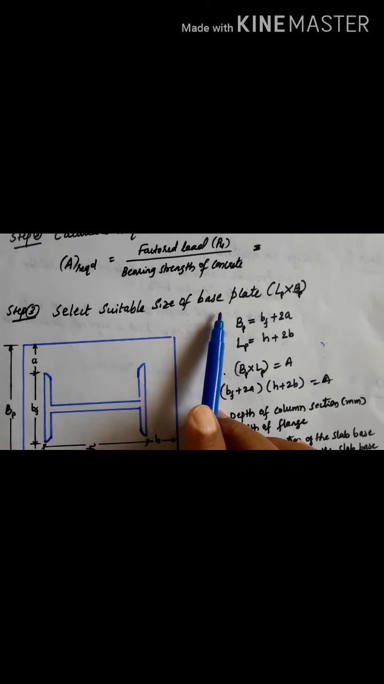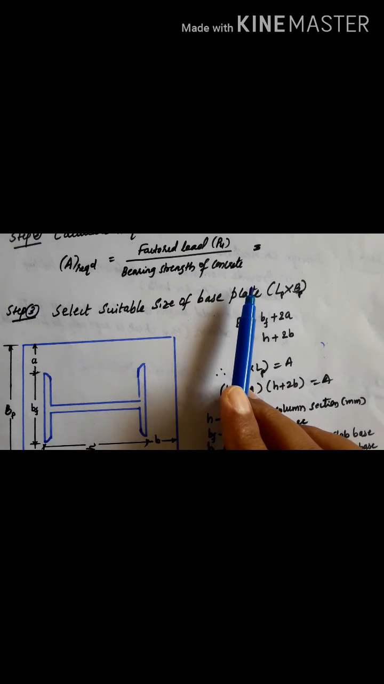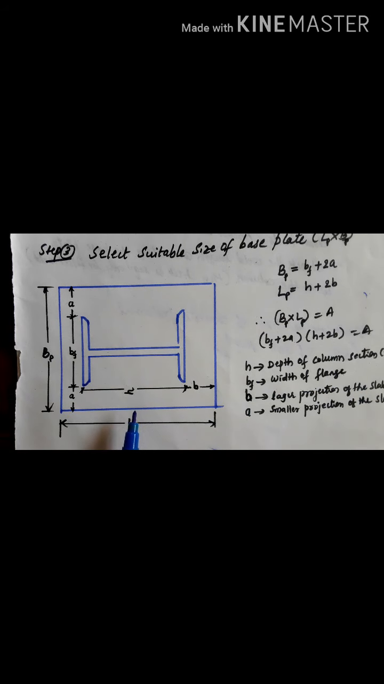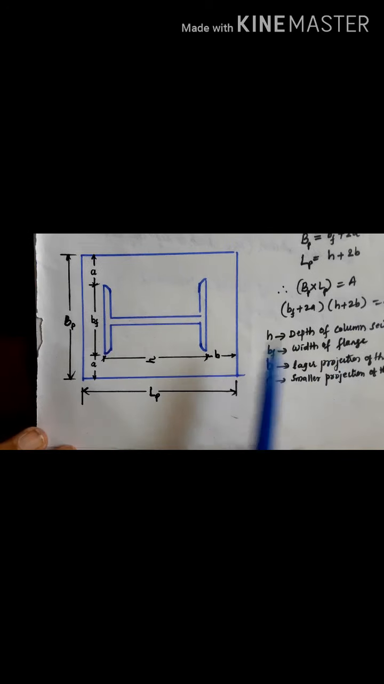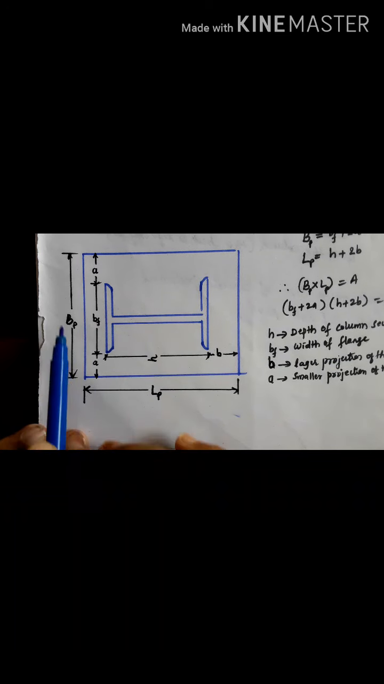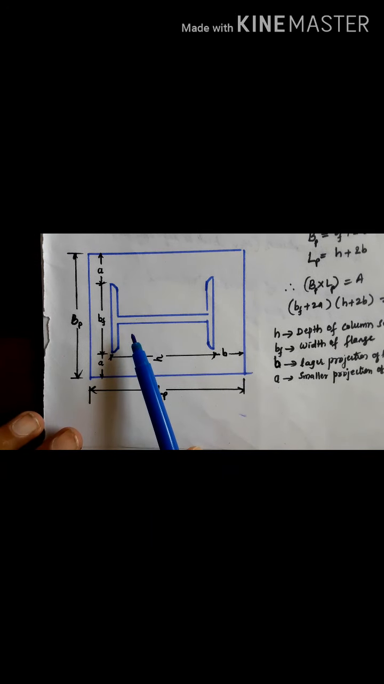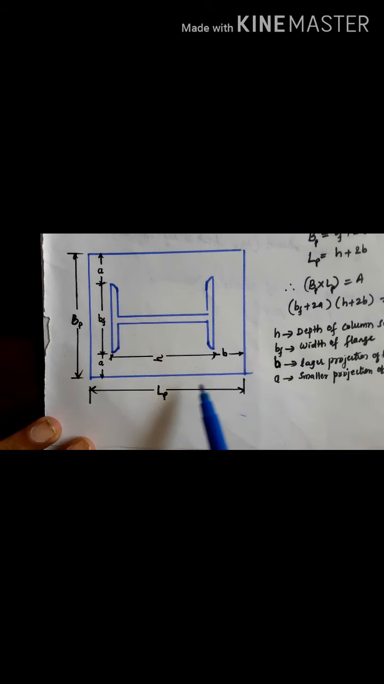Then after calculating the area, you have to select a suitable size of the base plate, that is length into breadth. Whatever the area you have calculated, you have to select a suitable section from the steel table. Whatever the section is mentioned, for that section you have to take the properties from the steel table. Then you have to draw like this. This will be the length of the plate, and this will be the breadth of the plate. Then you have to place the column on that plate. This is the plan of the base plate.